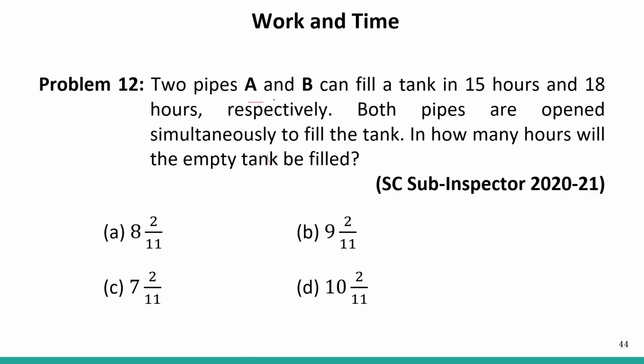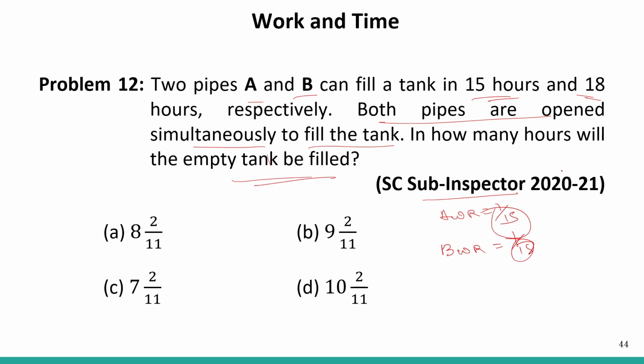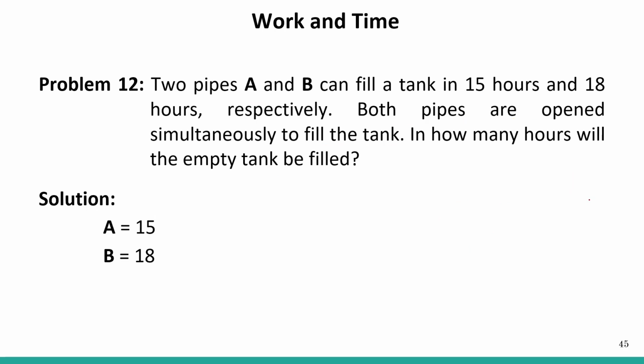So two pipes A and B can actually fill a tank in 15 hours and 18 hours respectively. So work rate of A is equal to 1 by 15. B's work rate is equal to 1 by 18, right? So both the pipes are actually opened simultaneously to fill the tank. So in how many hours will the empty tank be filled? The question has been asked in SSC Sub-Inspector 2020 and 21 exam.